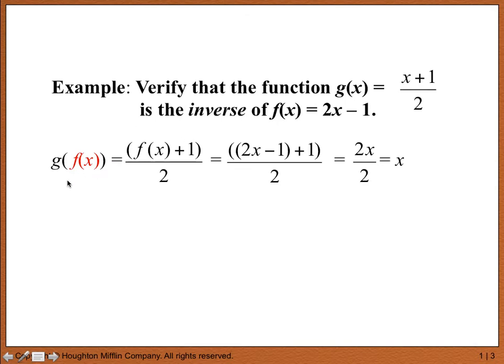What we have is g of x as our outer function, and that outer function is (x plus 1) over 2. Instead of plugging in x into that function, we're going to plug in f of x, and f of x is 2x minus 1. Okay, so that's why we have this 2x minus 1 here. And then when we simplify all that, we're left with simply x. And therefore, we've shown that g of x is the inverse of f of x because g of x undoes f of x.